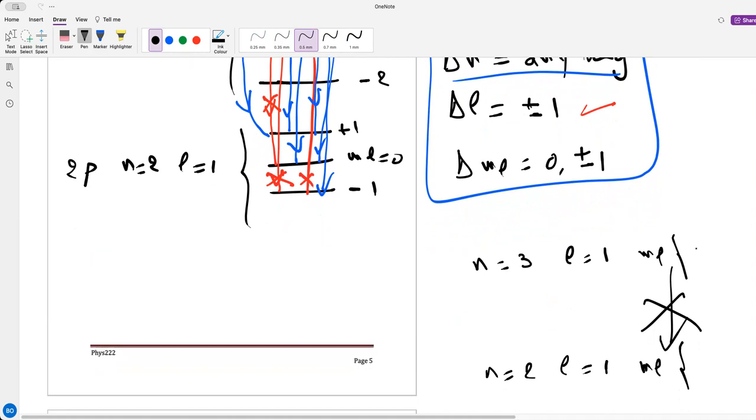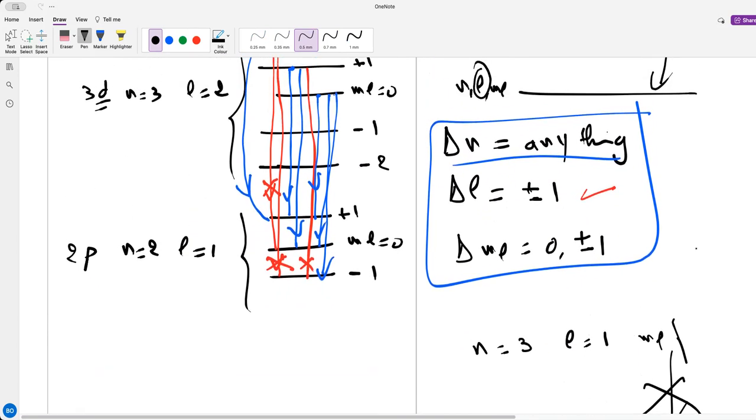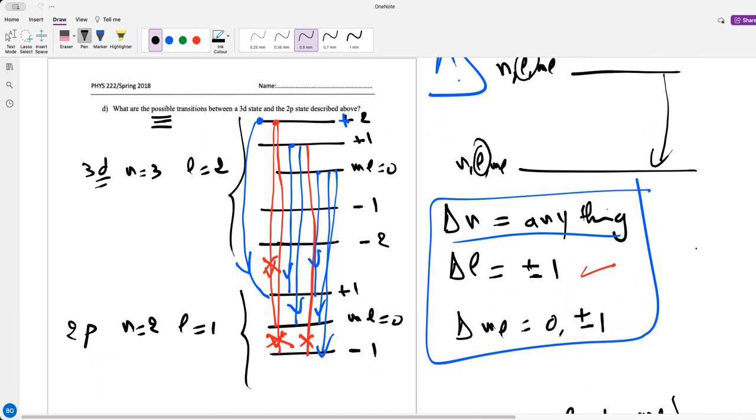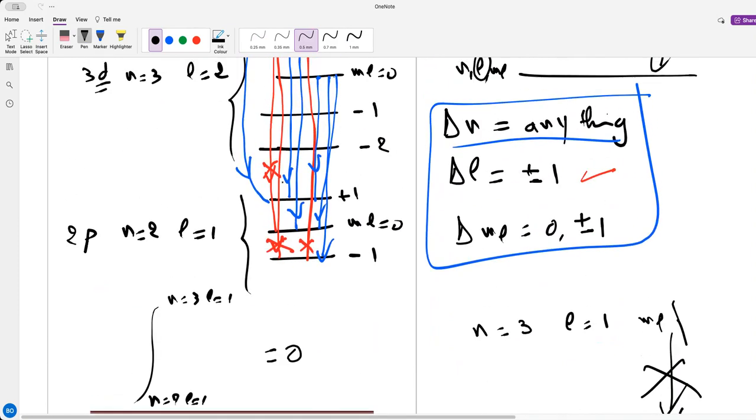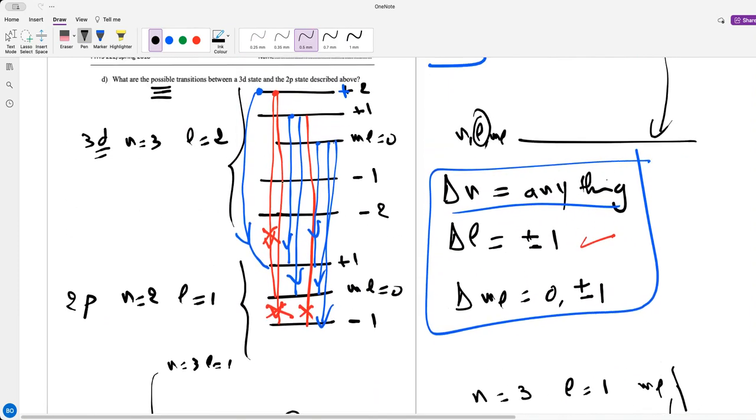Why is it impossible for this case? Well, this is the beauty of quantum mechanics. If you take the wave function and you calculate the probability of transition from n equal 2, L equal 1 to n equal 3, L equal 1, quantum mechanics gives you 0. Probability is 0. And in fact, experimentally, there has not been any observation of this kind of thing. So it's purely quantum mechanics.